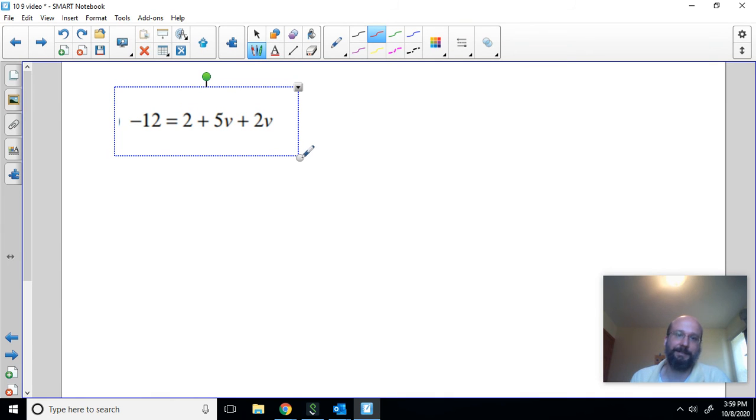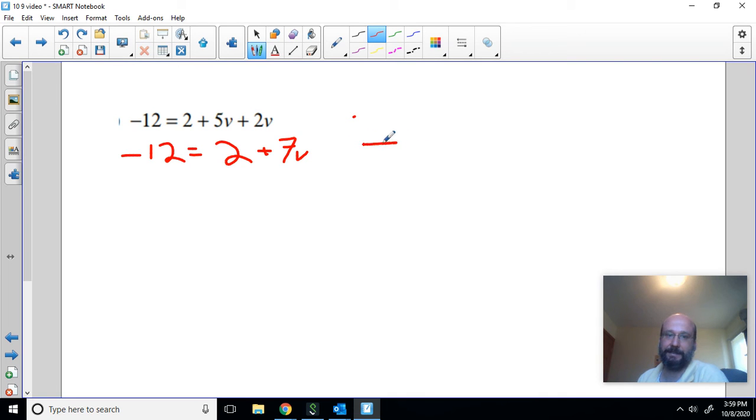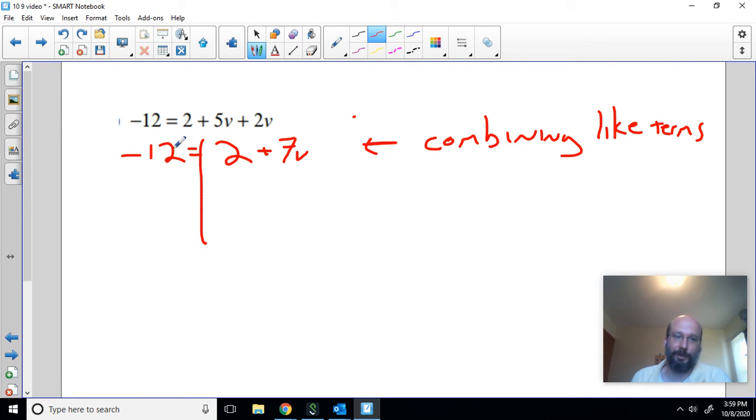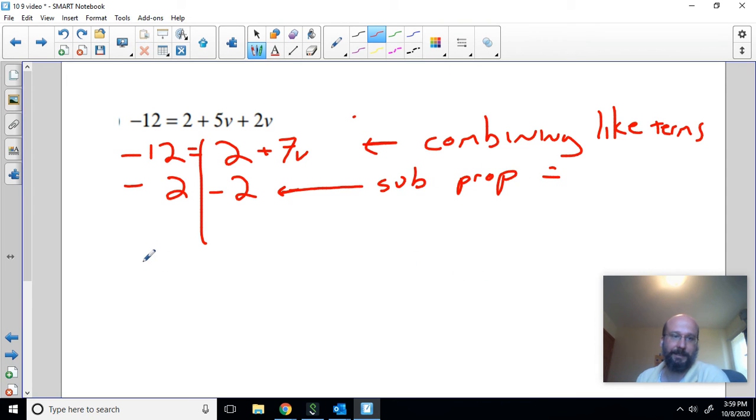So you can tell that the first step here is you have some like terms. So our first step is we're going to do 5v plus 2v and get 7v. That is, the property is called combining like terms. And now we're going to move this 2 over to the other side by subtraction. And that property is called subtraction property of equality. So I have negative 14 equals 7v.